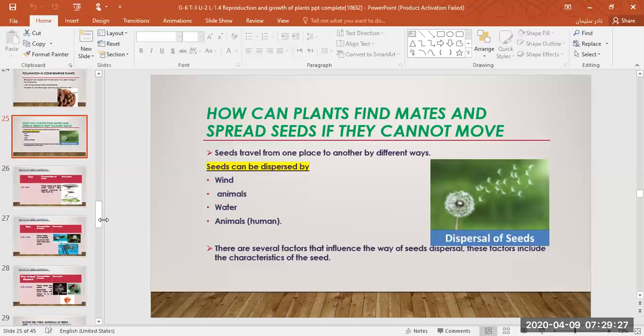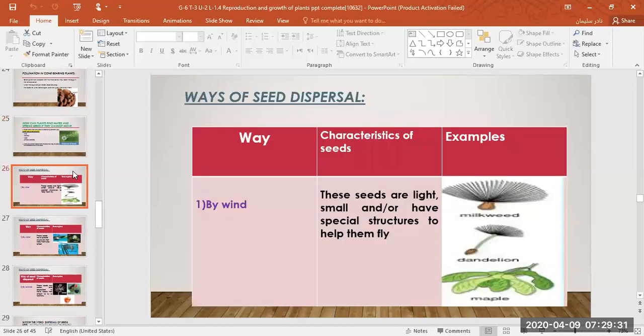If we speak about the first way of dispersal, by wind, many seeds are able to be spread and taken to many locations by wind. These seeds that can be dispersed by wind are characterized by being small and light, so they are able to be carried by wind.